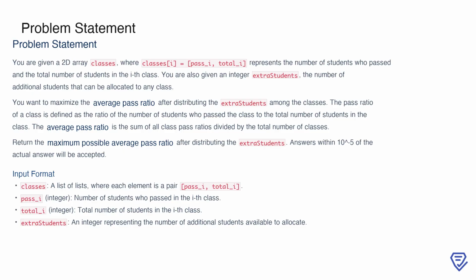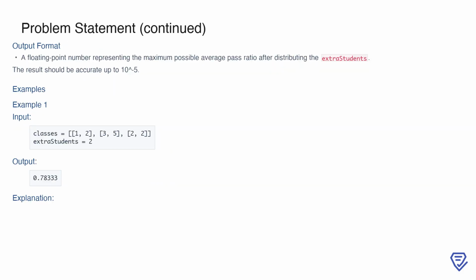The pass ratio for a class is calculated as the number of students who pass divided by the total number of students in that class, and the average pass ratio is simply the sum of the pass ratios of all classes divided by the number of classes. The output should be the maximum possible average pass ratio, and answers that are accurate within 10 to the power of -5 of the actual value are acceptable. The output of this problem is a floating point number that represents the maximum possible average pass ratio after optimally distributing the extra students.